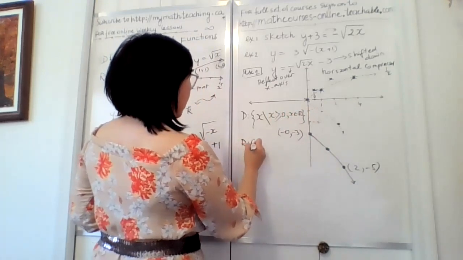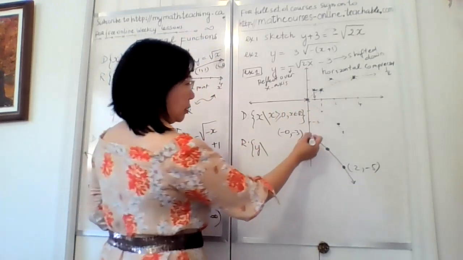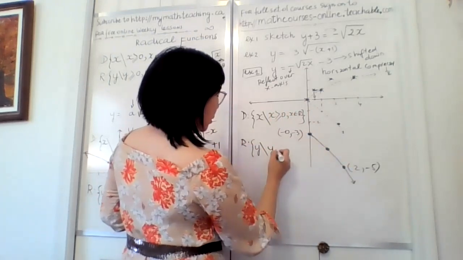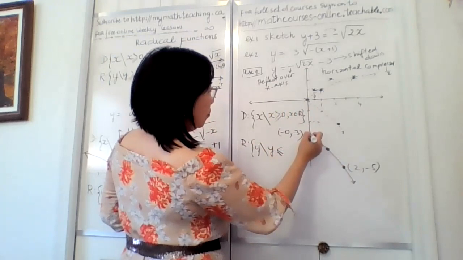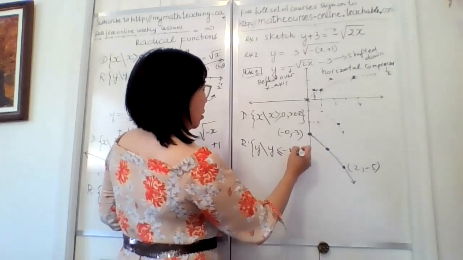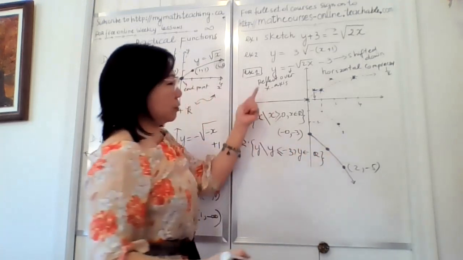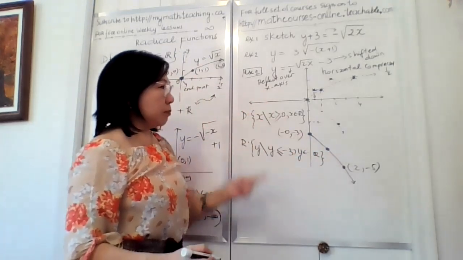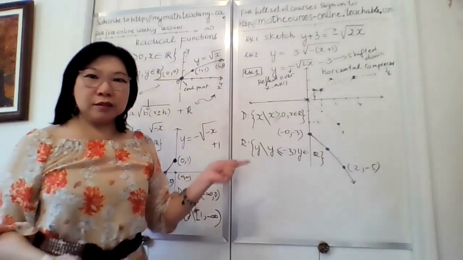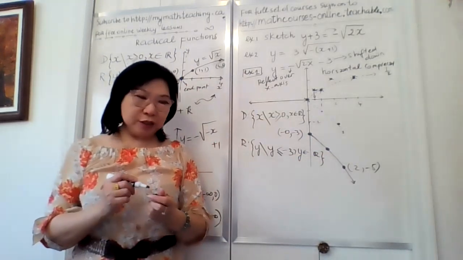Now the range will be the set of y such that y starts from here all the way down here, less than or equal to -3, and belongs to the real numbers. So that's how we sketch the function: we plot some basic points, we state the domain, and we state the range. And that's how we perform the sketching of our radical transformation.